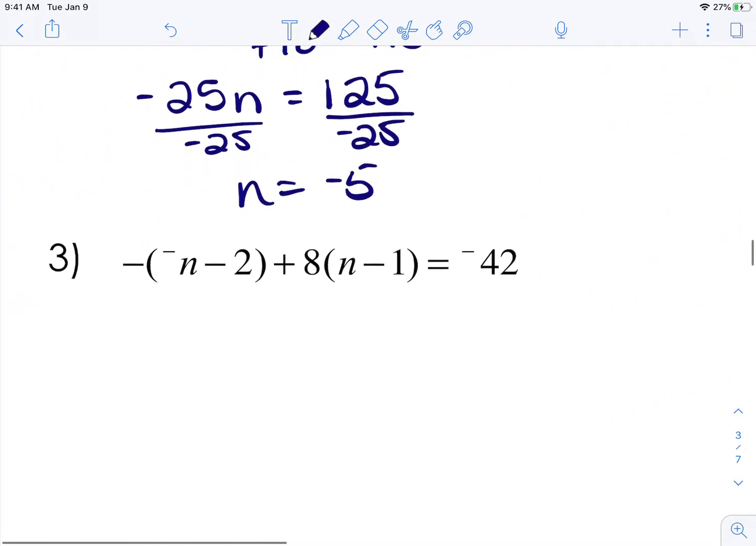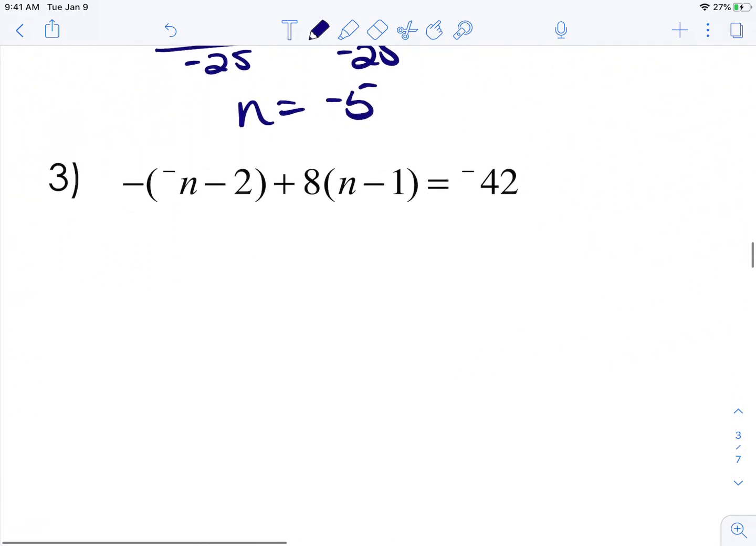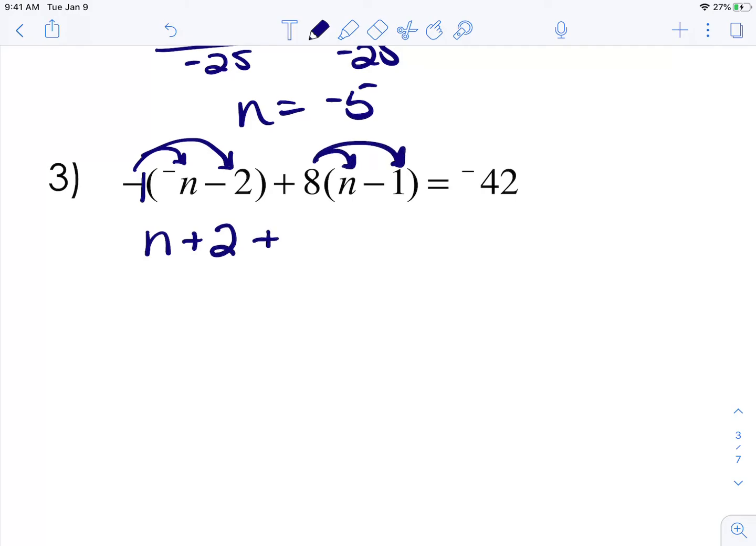Another example with a few more steps over here. So we are going to distribute this negative right here to both of these terms. So negative 1, essentially, times negative n is positive n. Negative 1 times negative 2 is positive 2. Now we're going to distribute right here. 8 times n is 8n. 8 times negative 1 is negative 8, equals negative 42.